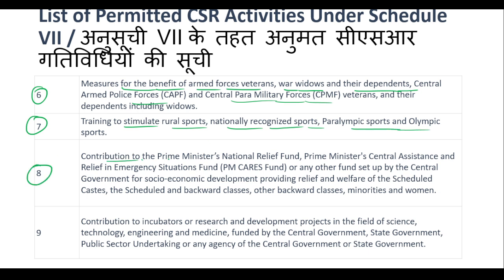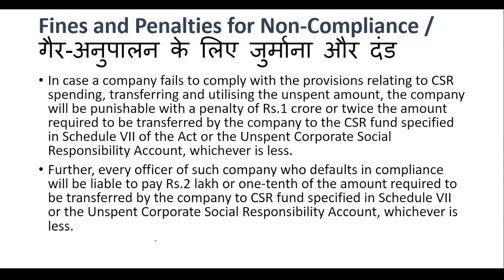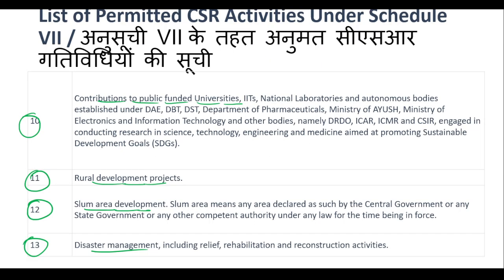Eighth one is contribution to PM National Relief Fund, etc. Ninth one is contribution to incubators or research and development projects in the field of science, technology, engineering, medicine, funded by the central government, etc. 10th one is contribution to public funded universities. 11th is rural development projects. 12th is slum area development. 13th is disaster management. Alright, so 13 kinds of activities are there in which a company must provide the expenditure related to CSR activities.